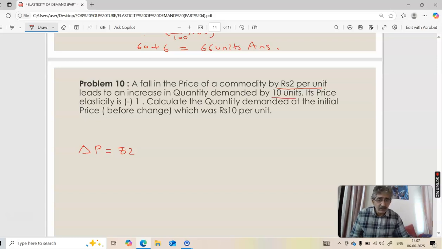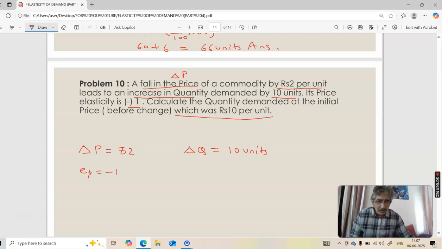So this is increase in quantity. This was fall in price. I hope it's clear. Delta P, and this is delta Q. So I'm writing here delta, or change in quantity is 10 units. This is given. Its price elasticity is -1. Calculate the quantity demanded at the initial price before change, which was rupees 10 per unit.